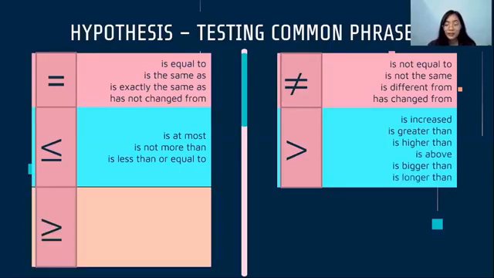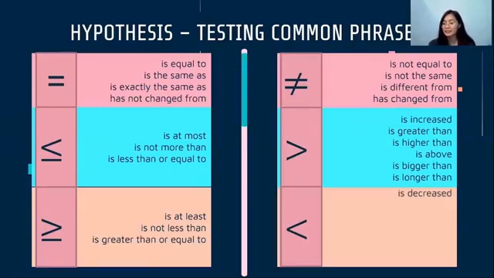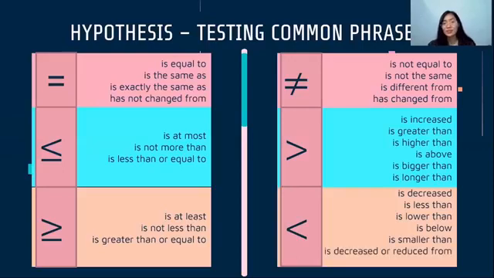And for the greater than or equal to symbol, we have: is at least, is not less than, or is greater than or equal to. And lastly, for our less than symbol, we have: is decreased, is less than, is lower than, is below, is smaller than, is decreased or reduced from, or is not more than. So if you encounter these phrases, you can easily choose the appropriate symbol to use. To better understand the idea, let's have an example.